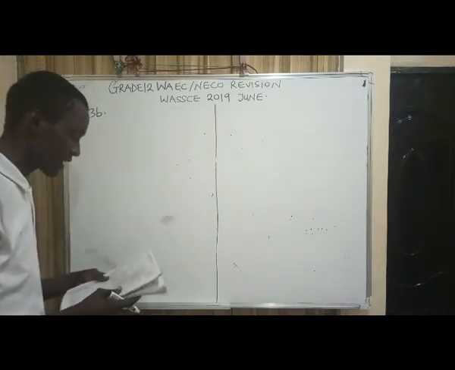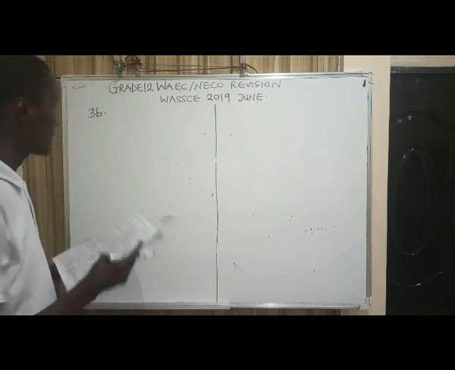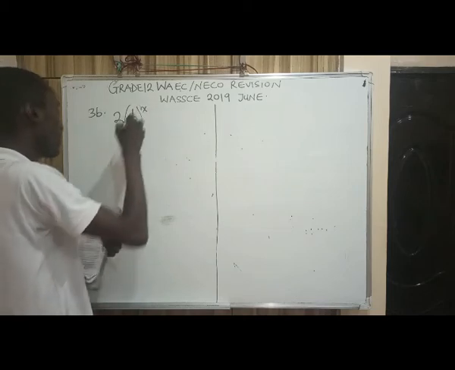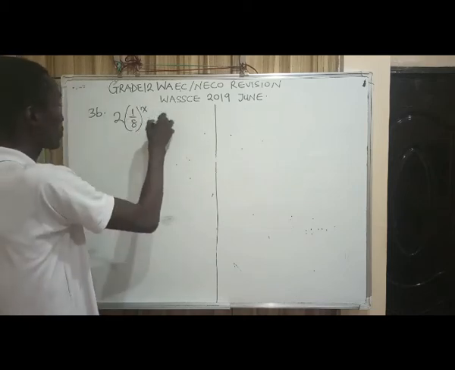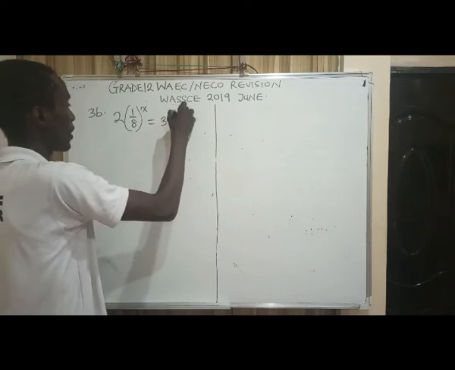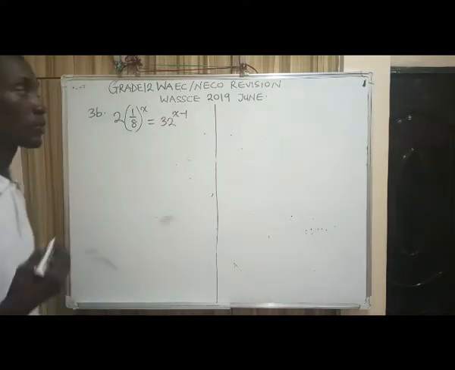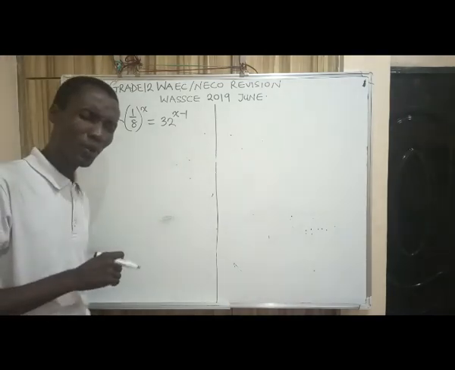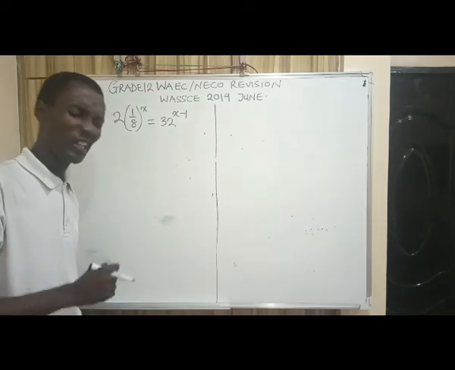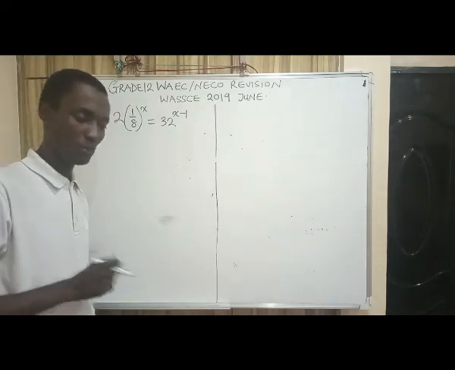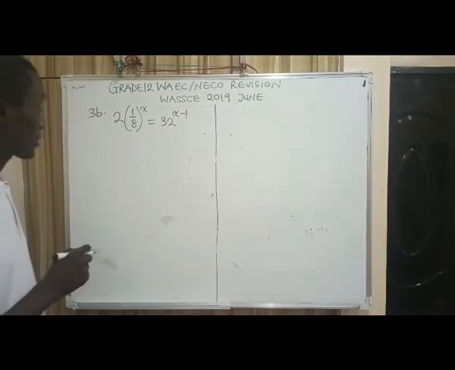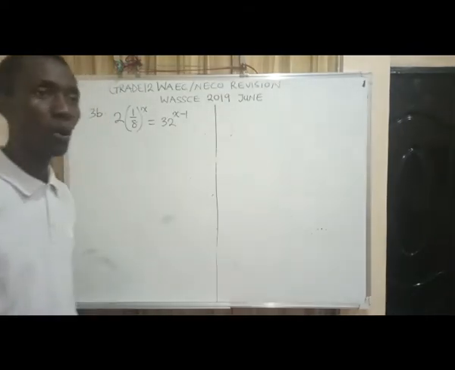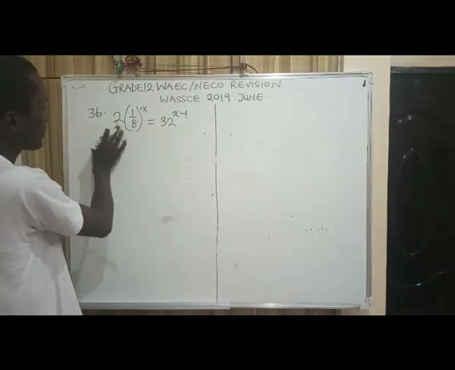Question 3B is essentially testing our knowledge of indices. We have 2 times (1/8) raised to the power of x equal to 32 raised to the power of x minus 1. I will tell students repeatedly that the concept of indices thrives on a sound knowledge of prime numbers. The concept of indices thrives on a sound idea of what? Your prime numbers. So if you look at this, I'm seeing twos.